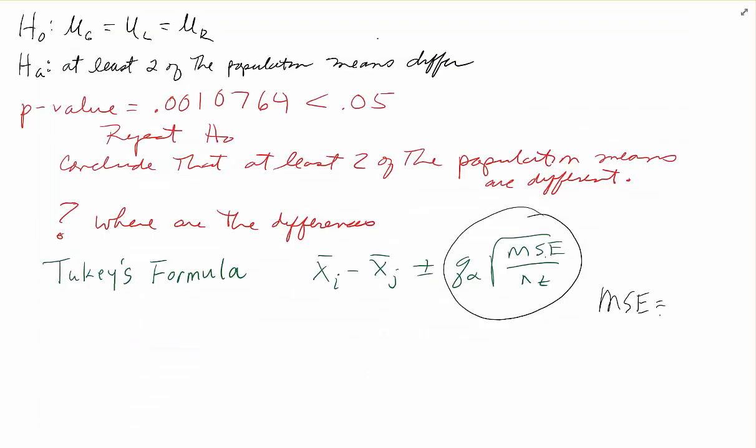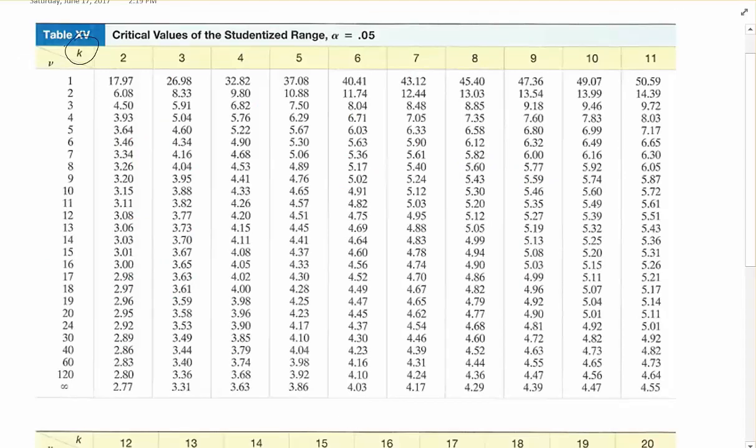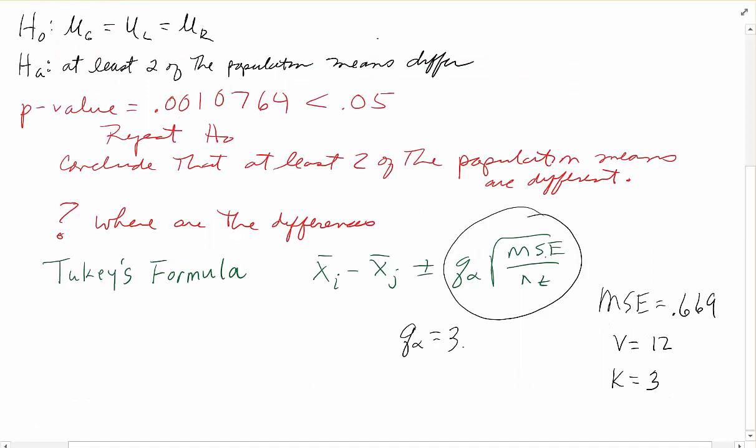Going back then, we have MSE equal to 0.669, and V, which is the degrees of freedom for the table, is equal to 12. The only other thing we need for the table, K, is equal to 3. Our value that we get from the table will be, let's go to this special table for Tukey's confidence interval. Notice that the columns are the K, so we have K equal 3, and the rows are the degrees of freedom. So that was 12, 3.77 will be our value.